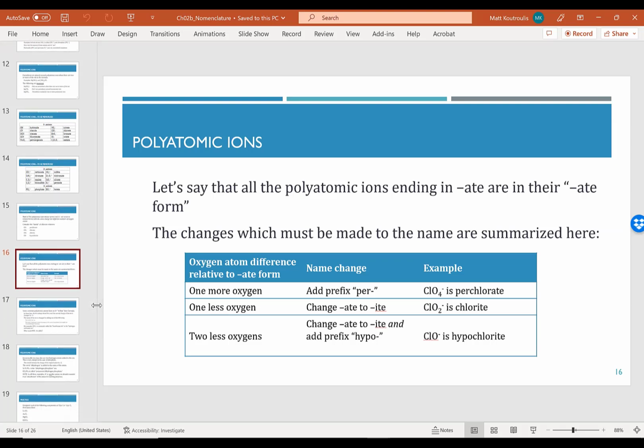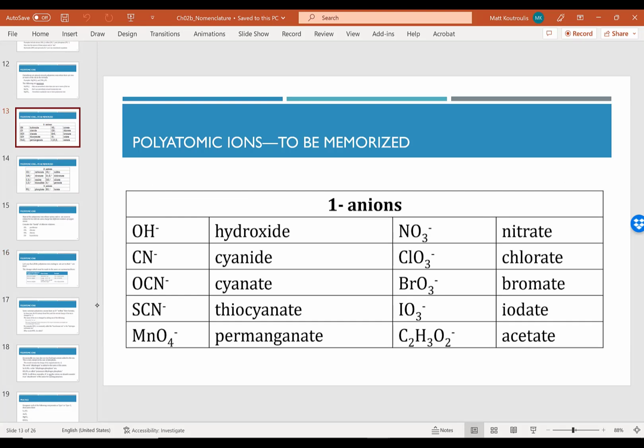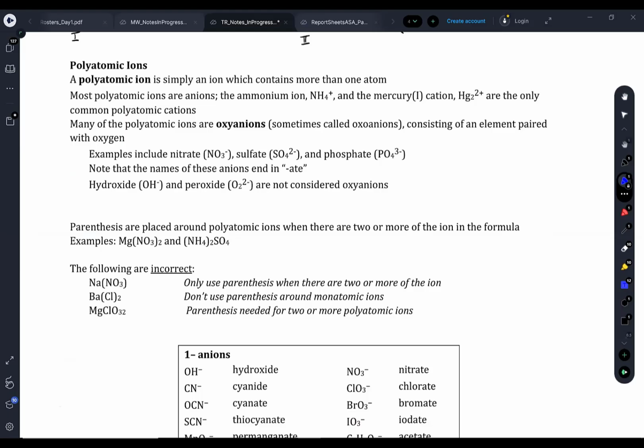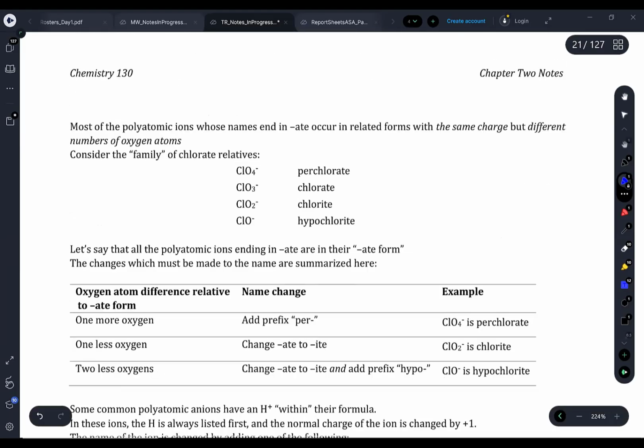This is not to be confused with ides. When do we have ides? Other than hydroxide and cyanide and peroxide, when do we have ide? Yeah, when it's the element by itself, right? No oxygens. So Cl- is chloride. Even though it's not in the family, if I was to write it here, chloride is Cl-.